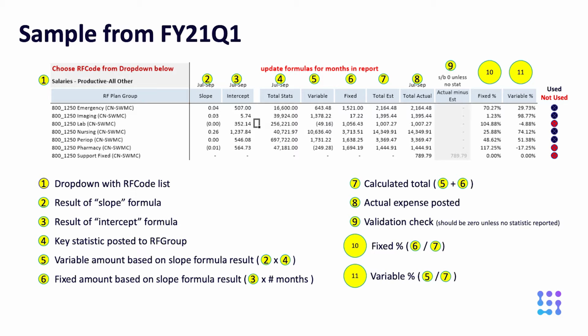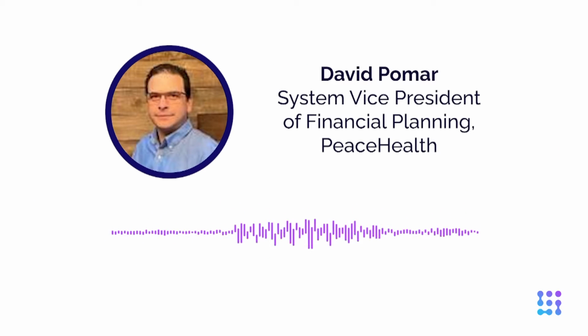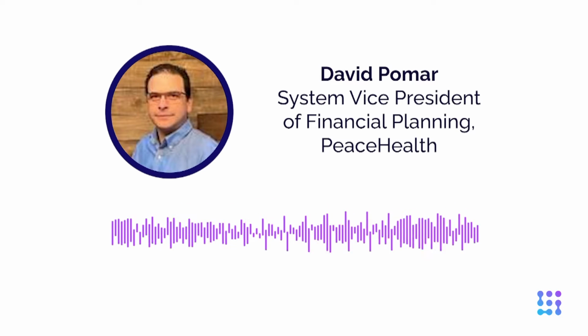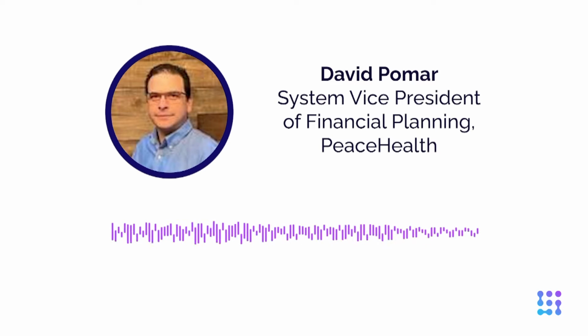And then we compare the percentages to see whether we can use them or not. So the emergency department and imaging departments, we did use those variable and fixed percentages, but for the lab department, there really wasn't a correlation with the statistic used, because we have this 104 and -4%, so it wasn't used. So that's how we set up the fixed variable percentages on our expense side. And we have a report written in Axiom where we can select the RF codes that we're interested in reviewing. It's a drop down and it'll update the results for you.